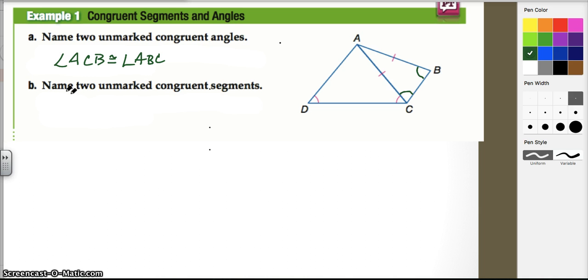Next, we're going to do this one. It says name two unmarked congruent segments. And by now you should be able to say, oh, well, if these two angles are congruent, these sides are congruent, and therefore we can say that segment AD is congruent with segment AC.